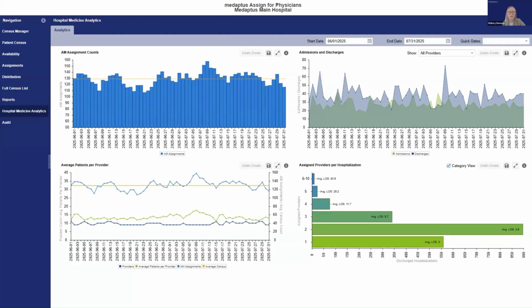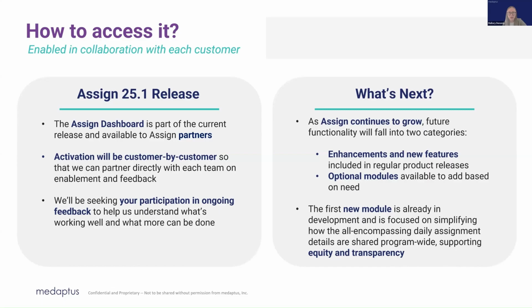Sure. So we'll move back to our PowerPoint momentarily here and talk about access and sort of next steps. The Assign dashboard, as I mentioned, is officially released and will be enabled to customers individually so that we can partner directly with each team. This will give us the chance to learn from how you're using it and what you may have tried changing as a result of the story the data tells you. We also want to understand what's more valuable and what you might need next.